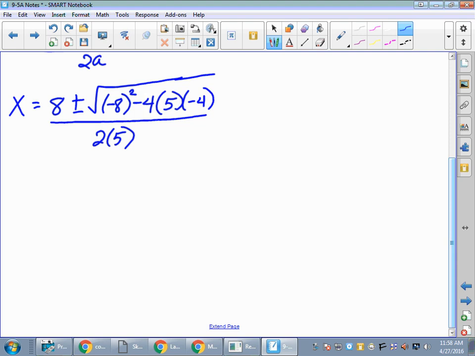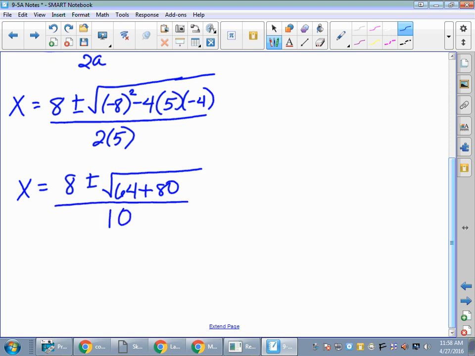And so x equals 8 plus or minus the square root. Negative 8 squared is 64. And then I have a negative 4 times a 5 times another negative 4 gives me a positive 80, all over 10. When I add 64 and 80 together, I get 144. So I have x is equal to 8 plus or minus the square root of 144 all over 10.